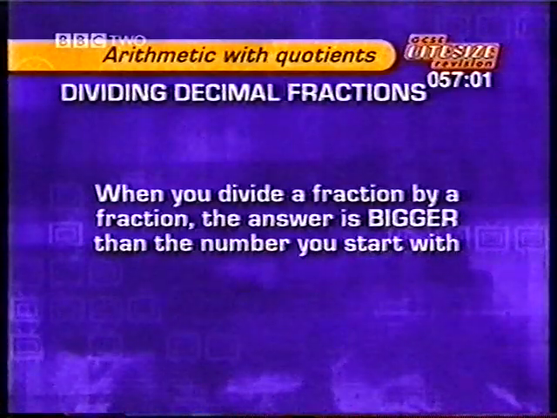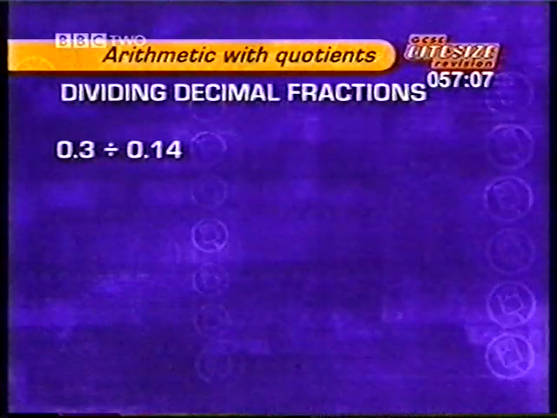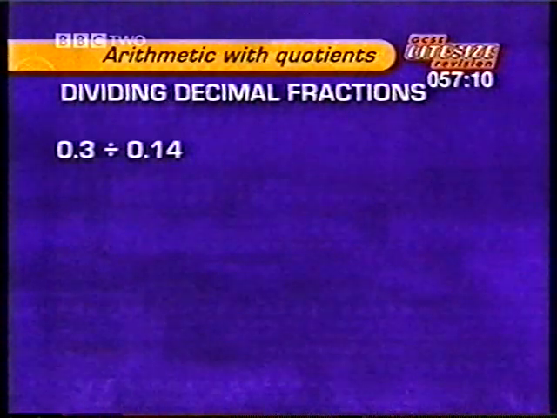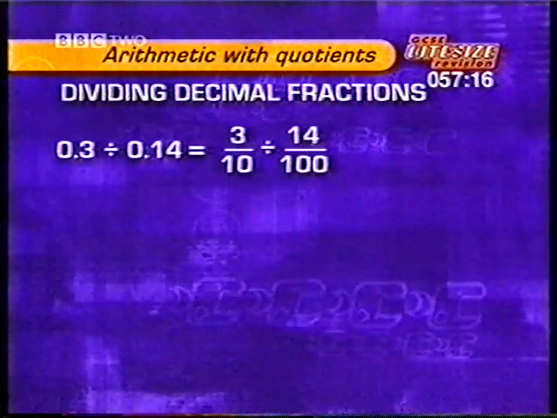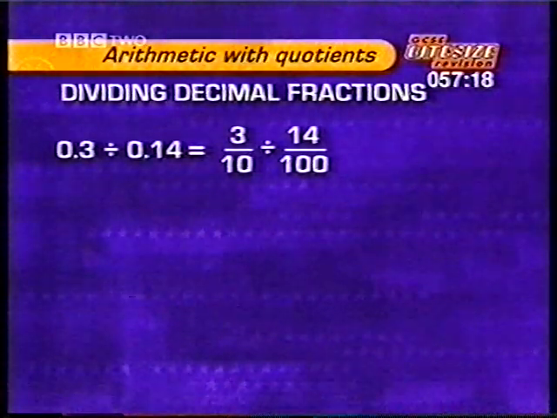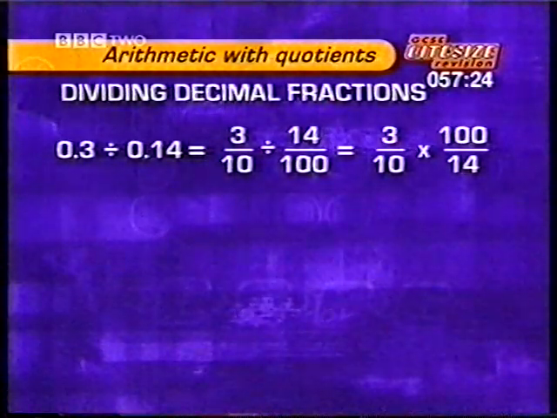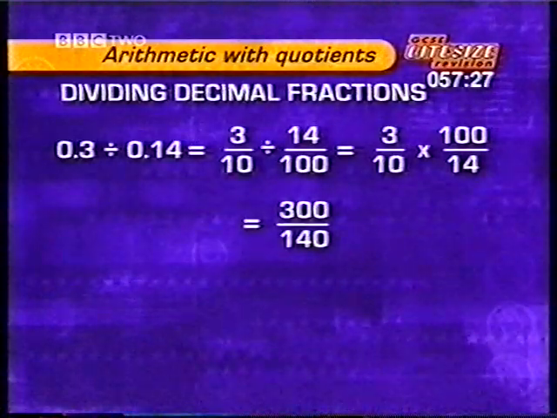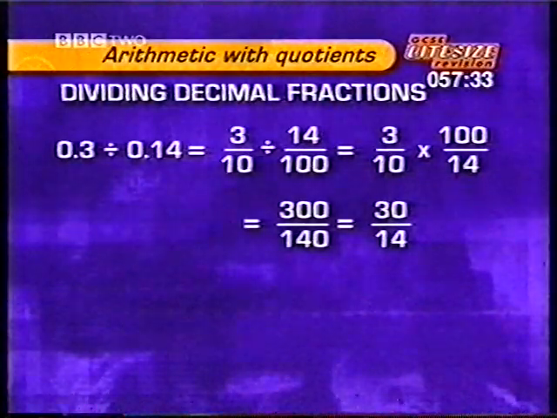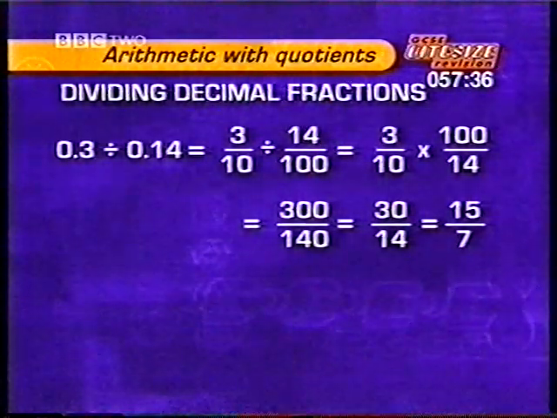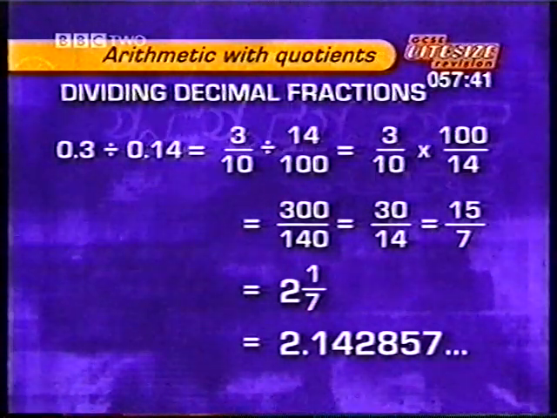When you divide a fraction by a fraction, the answer is bigger than the numbers you started with. What's 0.3 divided by 0.14? Converting this to fractions gives us 3/10 divided by 14/100. To divide by a fraction, turn it upside down and multiply. So that's 3/10 times 100 over 14. That's 3 times 100, 300, over 10 times 14, 140, which simplifies to 30 over 14, or 15 over 7, which is 2 1/7, or, as a decimal, 2.142857 recurring.